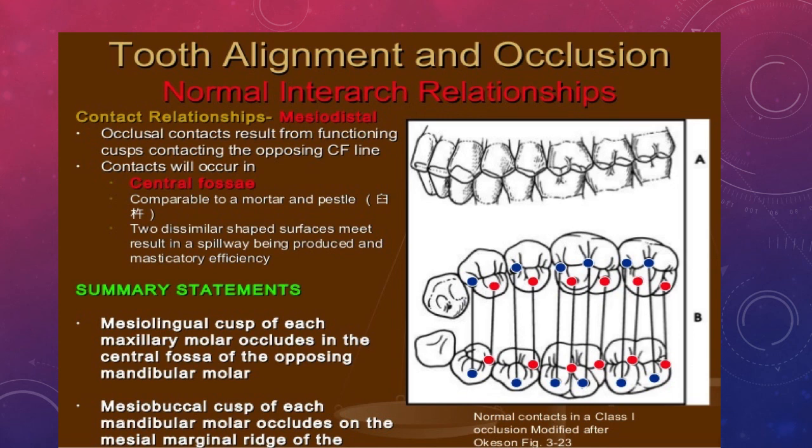In summary, the mesiolingual cusps of the maxillary molar occlude in the central fossa of the opposing mandibular molar, and the mesiobuccal cusps of the mandibular molar occlude on the mesial marginal edge. These are the normal contacts in a class one occlusion.